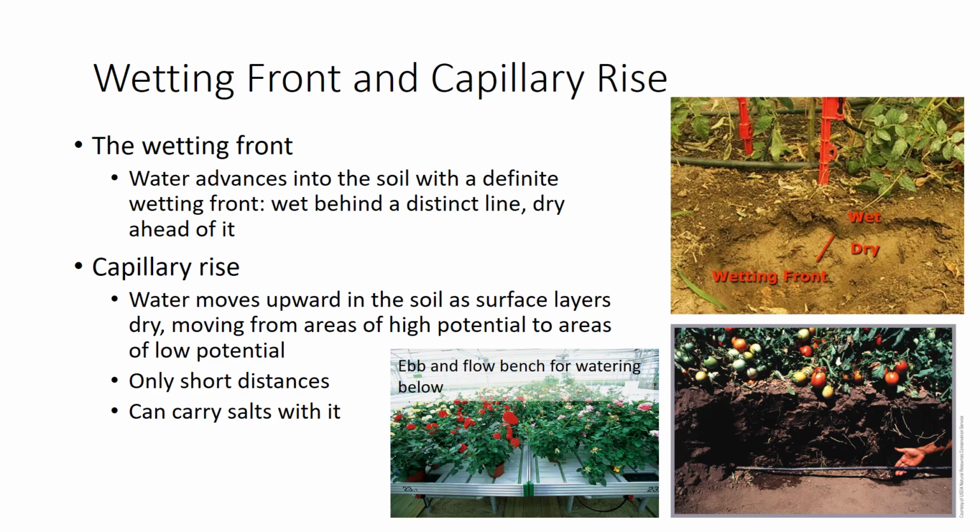Water moves upward in the soil as surface layers dry, moving from areas of high potential to areas of low potential. This upward movement is called capillary rise. The sub-irrigation of the bottom photo depends on capillary rise to deliver water into the root zone of the tomato plants. Because of capillary rise, soil water can evaporate from the soil surface.